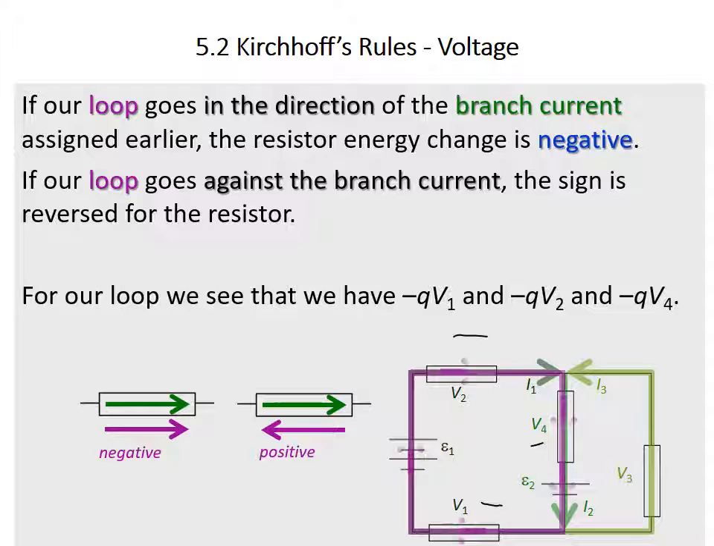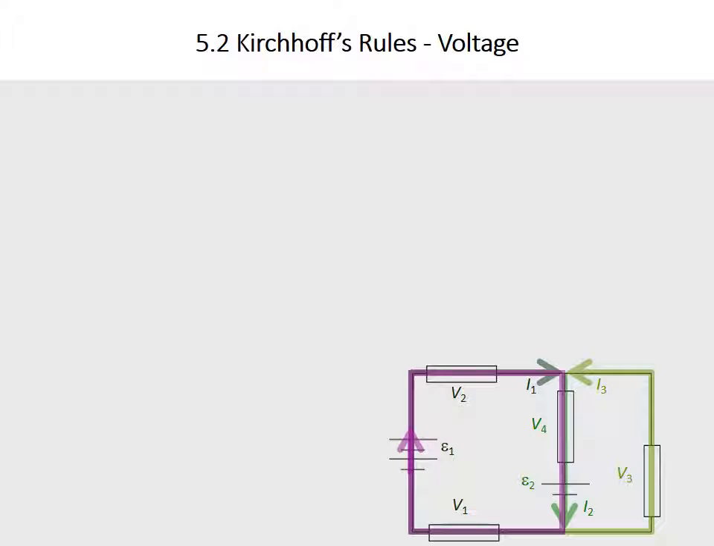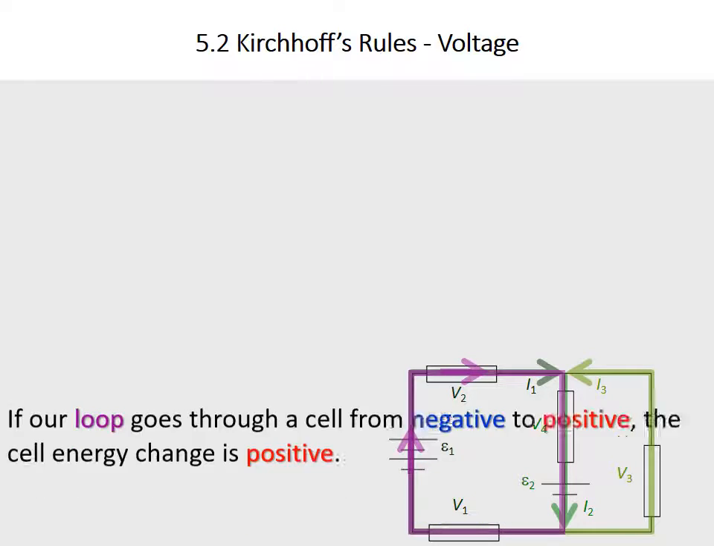For our loop, we see we have negative QV1 and negative QV2 and negative Q times V4. Remember, charge times voltage gives you energy. Okay, now we look at the voltage for the batteries.